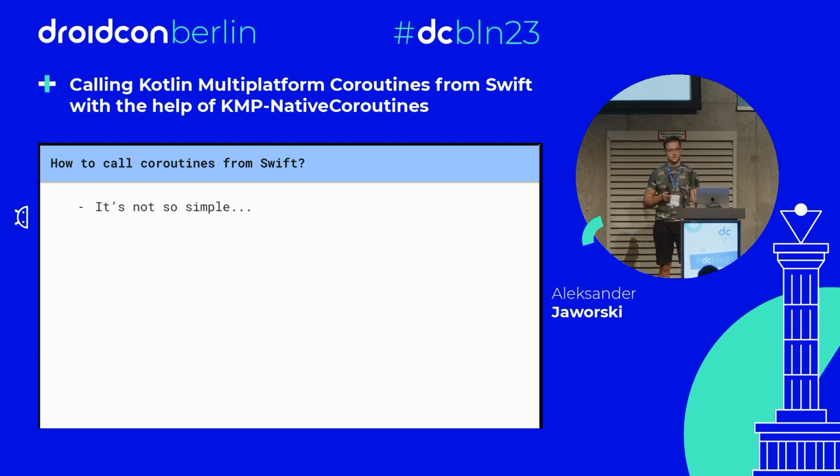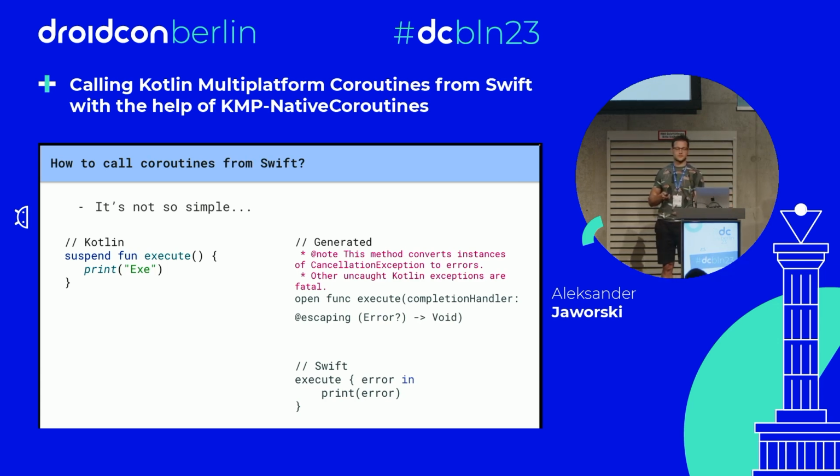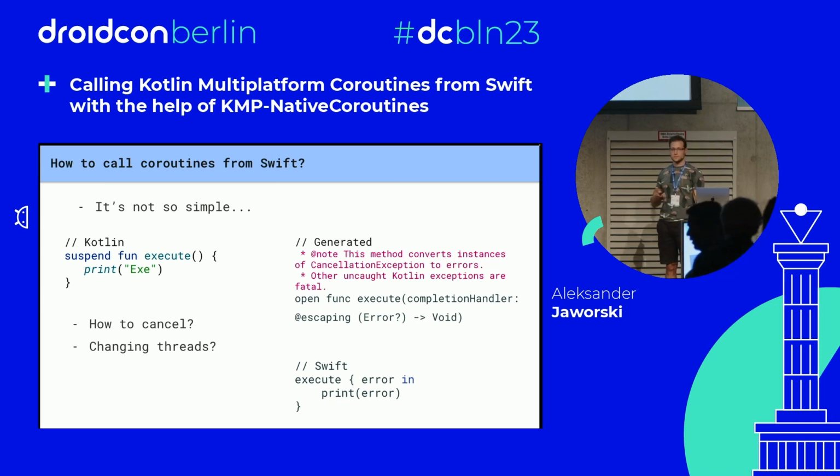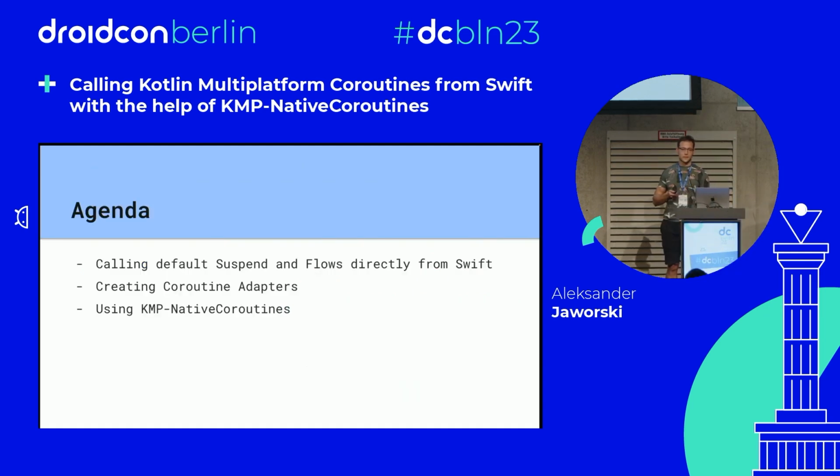Well, things are getting a lot harder, because having this function, which is suspending, we are generating this one, which is more complicated. It has a lambda, which takes in an error parameter. So OK, some confusion there. And you call it like this. OK, not so bad, but there are some issues with this. How can I cancel this? What about changing threads? Is it possible? And exception handling? Well, might be, because there is an error parameter, right?